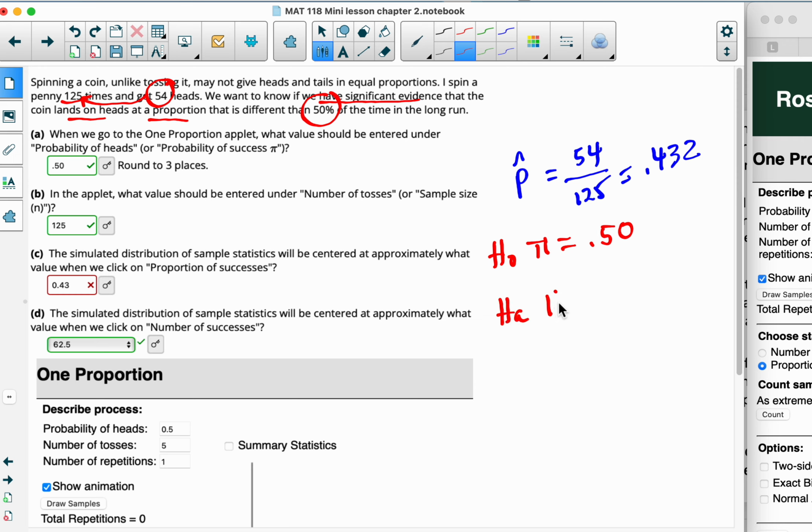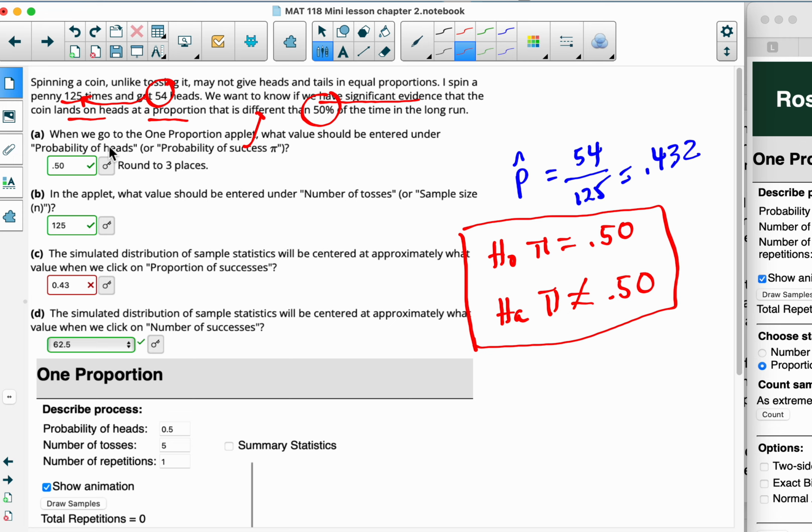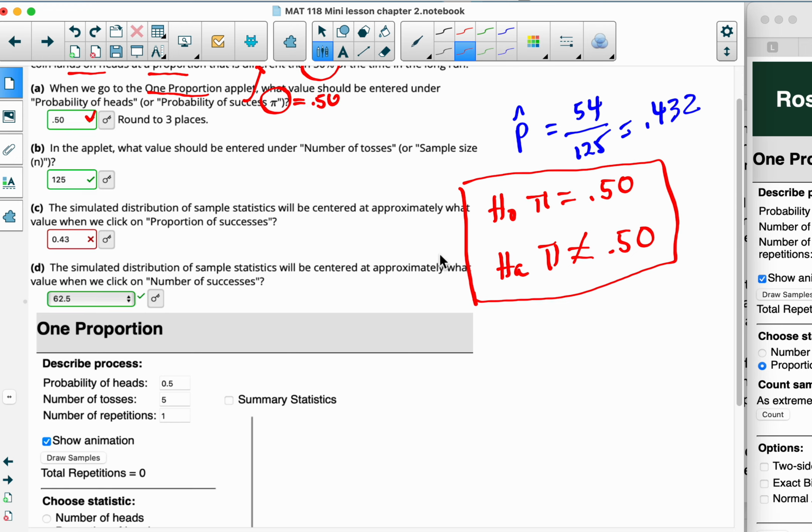Alternatively, we're saying we want to know if it's something different than 50%, pi not equal to 50%. Here is our hypothesis test. When we go to the one proportion applet, we want to always, always, always enter the null hypothesis pi value, pi equals 0.5. So that is correct. We're going to put that in here, 0.5.